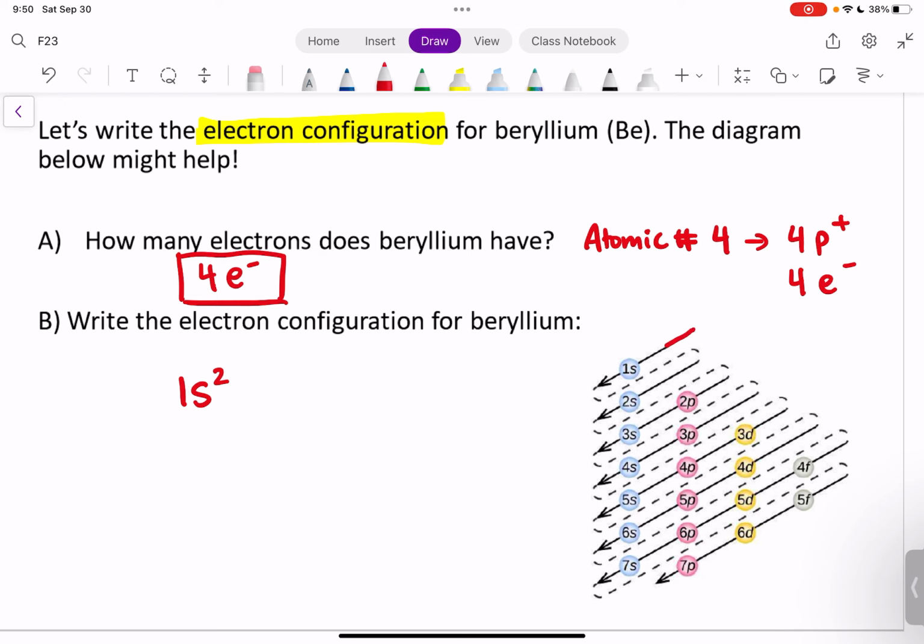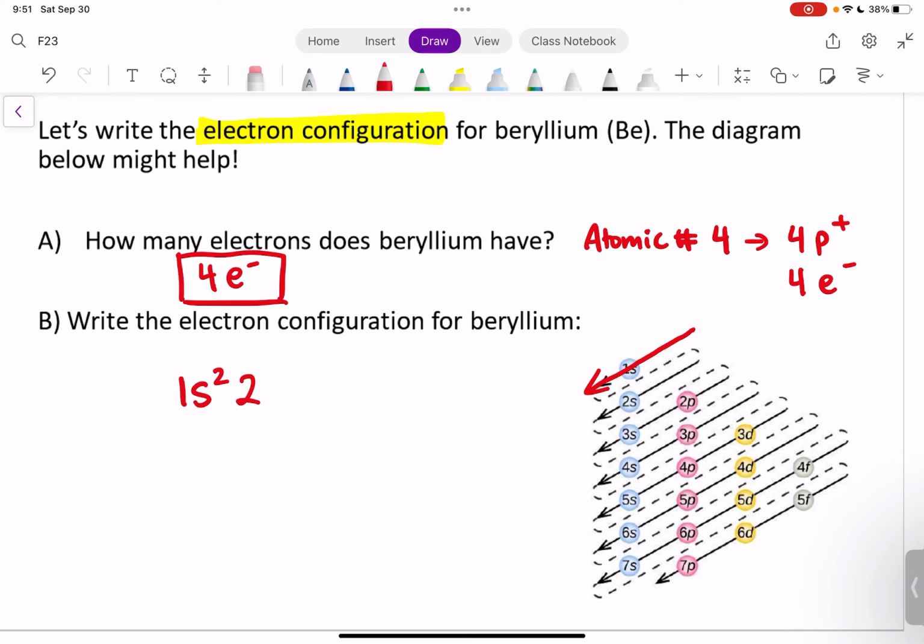We can draw our diagonal line through here, and we know we fill our 1s subshell. All right, what's the next subshell? Looking at our diagram here, what do we expect to fill next? Yeah, our 2s subshell. So this makes sense, right? We're now going to go to the next energy level. Our first energy level only has 1 subshell, which is s, and we filled it with the 2 electrons that it can hold. So now we have to move on to the second energy level.